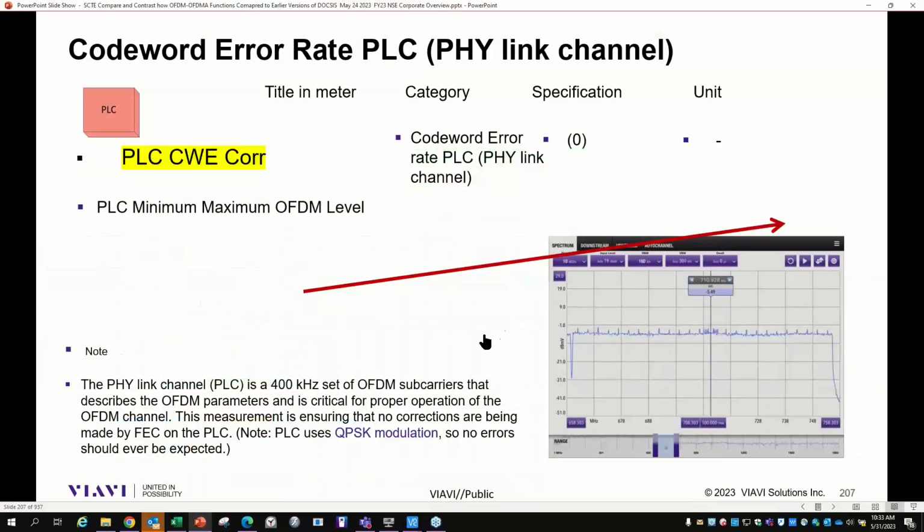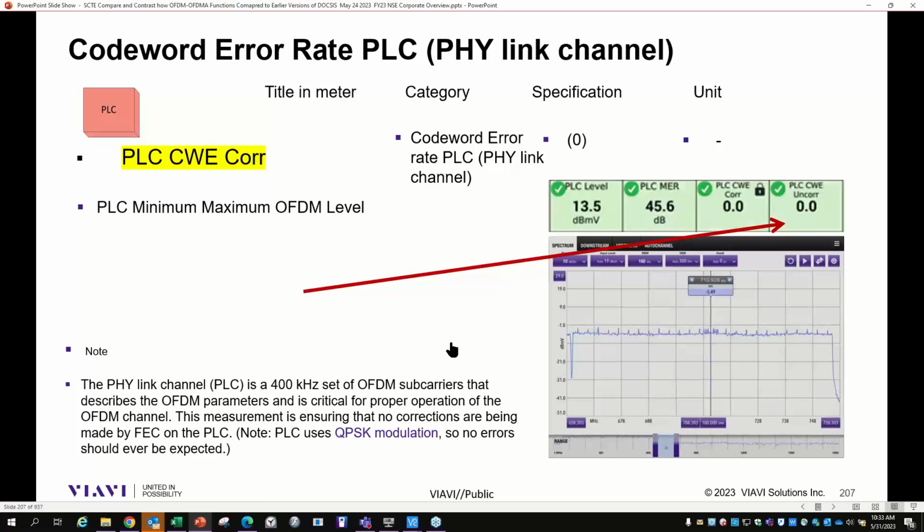But in this case, we're concentrating on the PLC, right? And the PLC is where we look at the filing channel. Again, it's generally 500 kilohertz, so often most subcarriers. And again, the type of modulation is generally QPSK. We have to make sure that we detect this carrier.